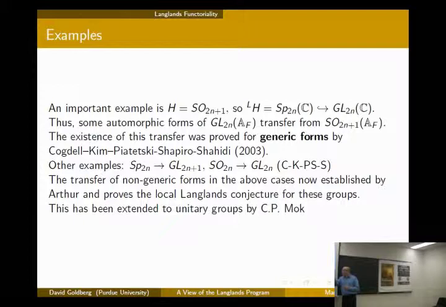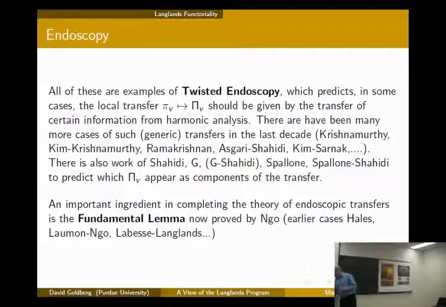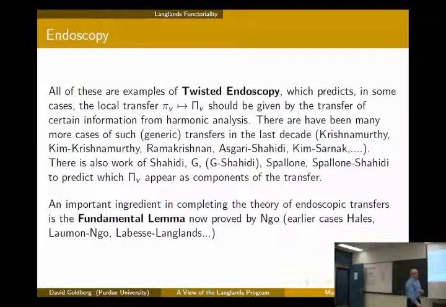That says that in some cases the local transfer should be coming from harmonic analysis. I haven't phrased this well, but there are lots of cases now where we've seen this happen, locally and globally, and which we really are now starting to understand.